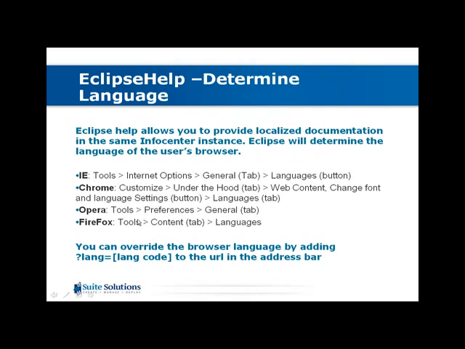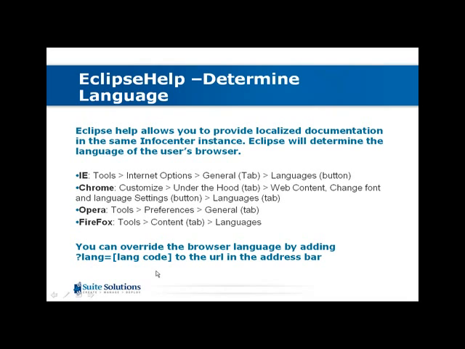Okay. How does Eclipse help determine which language? Eclipse lets you have one info center, and you can choose which language you want to see it in. It first chooses the language of your browser. I went through IE, Chrome, Opera, and Firefox, and tell you how to change the language of your browser. I could not find it in Safari. And then you can override the browser language by adding $lang equals and then the language code to the URL. So you can pull up a different language if you want.